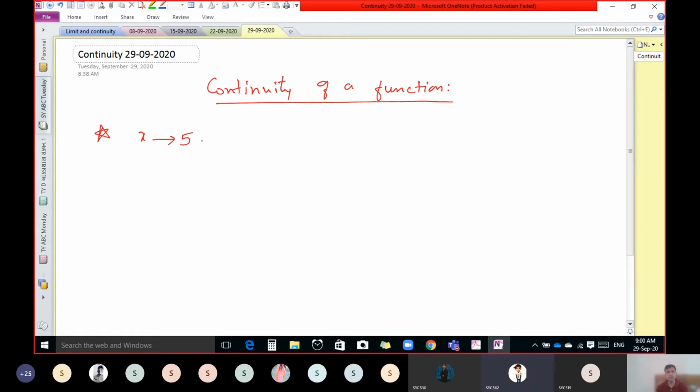What is the meaning of x is very near to 5? Correct. x is very nearer to 5 but not 5. That means it may be 4.9 or 4.999 or 4.9999999 like this, but it is not exactly 5. Or you can write 5.01, 5.00001 or 5.000000001 like that, but not exactly 5. So this is the meaning of x tends to 5.